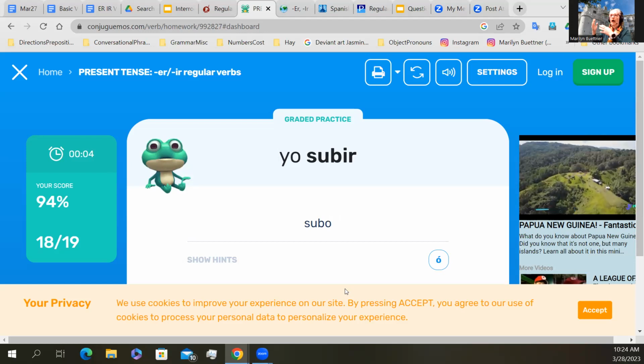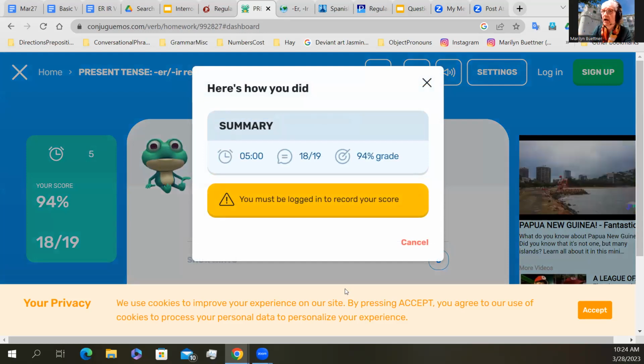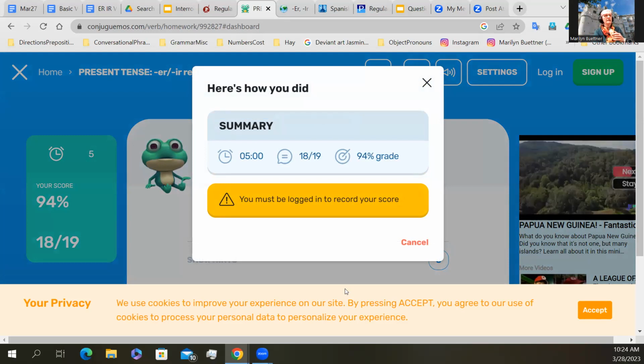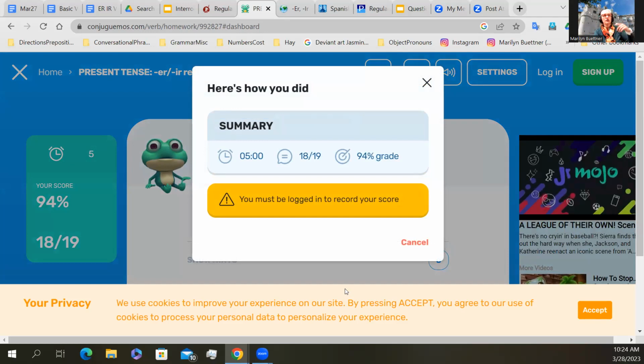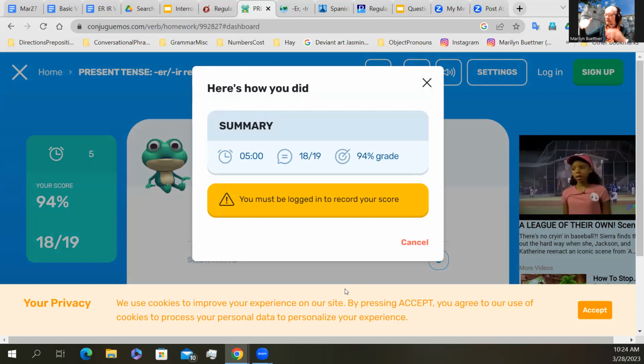One good thing to know about that verb subir. Subir means to go up like stairs or to go up to a different floor. It also means to get into a vehicle. So if somebody says, subo al autobús, I'm getting up into the bus, because you have to step up to get into the vehicle.